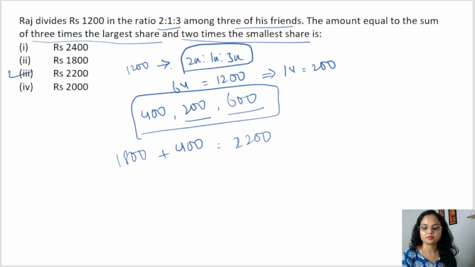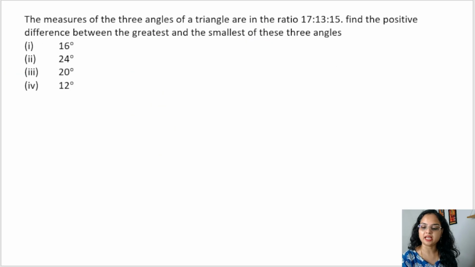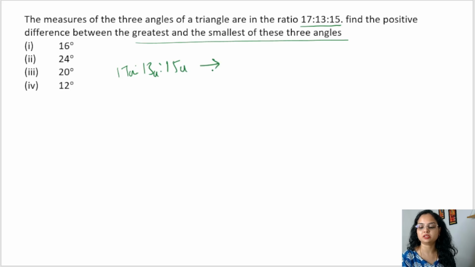Third option. Next one. The measures of 3 angles of a triangle are in the ratio 17 is to 13 is to 15. Find the positive difference between the greatest and the smallest of these 3 angles. Here the angles ratio is given as 17 is to 13 is to 15. We will assume 17 units, 13 units and 15 units. This is equal to 180 degrees. Why 180 degrees? Sum of angles in a triangle is 180 degrees. So 17 plus 13 is 30, 30 plus 15 is 45. 45 units is 180 degrees.